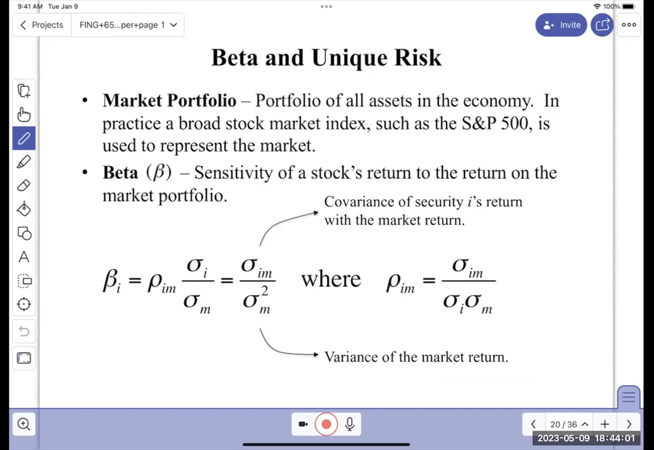Okay, so here we are. We're going to talk about the market portfolio. So the market portfolio is a portfolio of all assets in the economy. So they're all held in some proportion relative to their market capitalization, like their value, their outstanding value in the broader economy. In practice, a broad stock market index such as the S&P 500 is used to represent the market portfolio. Beta is the sensitivity of a stock's returns to the return on the market portfolio.